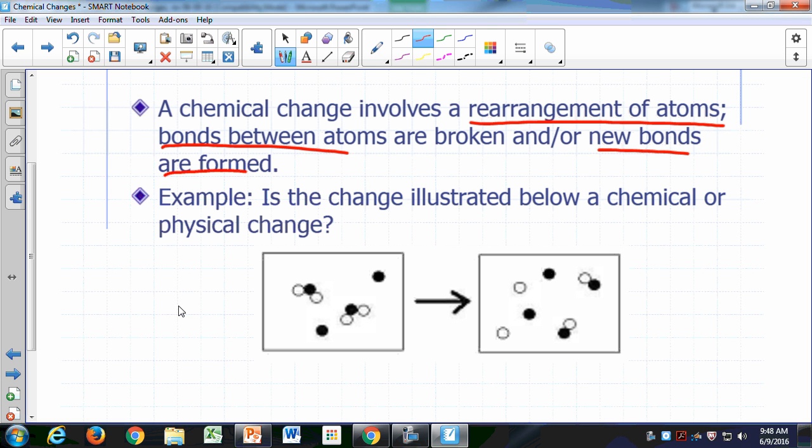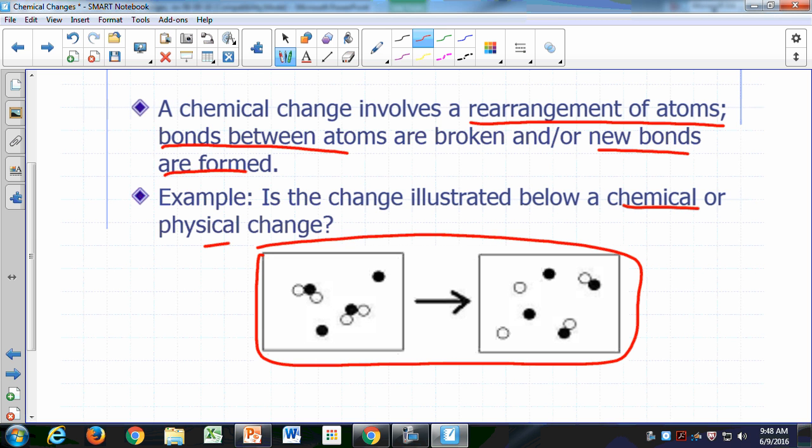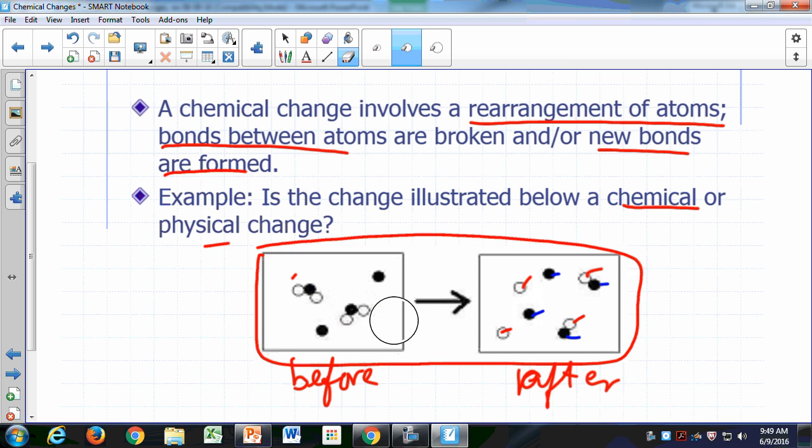Let's see if we can classify this as a chemical change or a physical change. So let's take a look at this one right here. You'll notice that this one is no longer in the after picture. By the way, this is the before picture and this is the after picture. You can see you have the same number of each kind of atom. You have 1, 2, 3, 4 unfilled circles, 1, 2, 3, 4 unfilled circles. You have 1, 2, 3, 4 filled circles, 1, 2, 3, 4 filled circles. And we're using these circles to represent atoms.